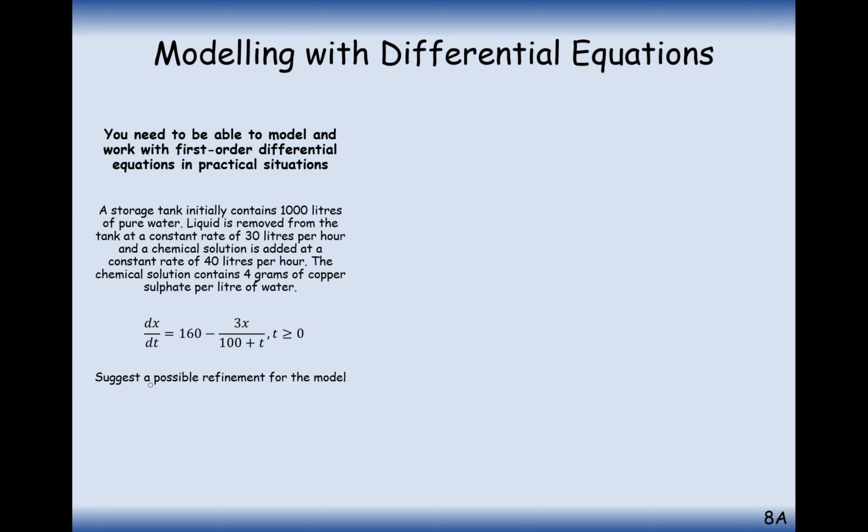Quick part here. Suggest a possible refinement for the model. The model could be refined so that the copper sulfate does not immediately disperse upon entering the tank, which is unrealistic. Generally, the copper sulfate would cluster in certain areas rather than disperse throughout the tank uniformly, because when it comes out of the tank, it's going to come out uniformly. Rather, it's to do with it coming out of the tank.